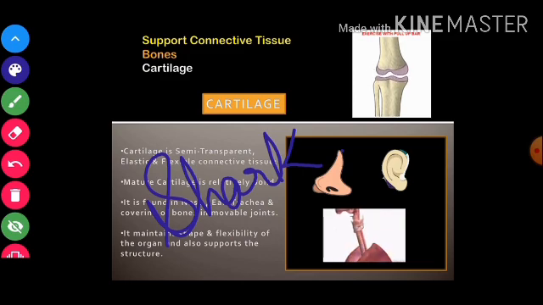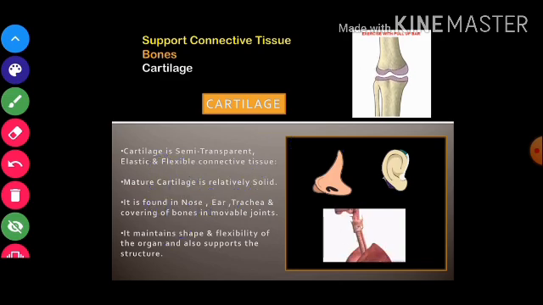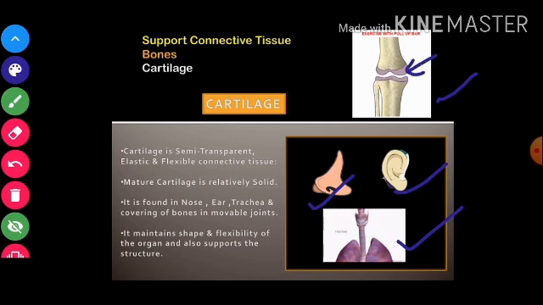So the very important thing now is the location, where it is found. So where do we find cartilage? It is found in the nose, ear, trachea, right? And it is also found as a covering of bones in the movable joints, right? For example, here in this picture of a joint you can see cartilage somewhere here. So this is the cartilage, acting as the covering of bones. In many movable bones you have a covering of cartilage, otherwise it is found in the nose, ear and trachea as shown in these pictures.